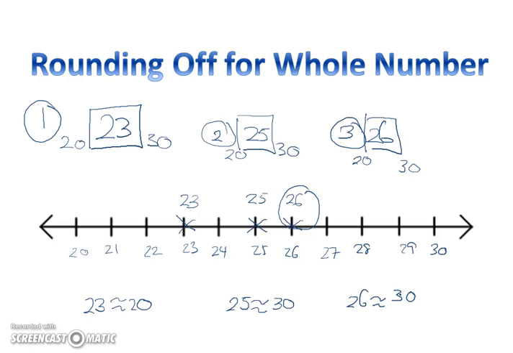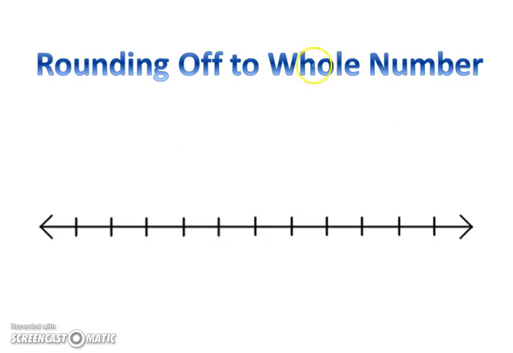Are all of you able to recall all this? Because we're going to apply this to rounding off decimals to whole numbers. Now, bear in mind, we are going to round off decimal numbers to whole numbers. Same thing, let's take an example like 2.3 to a whole number.